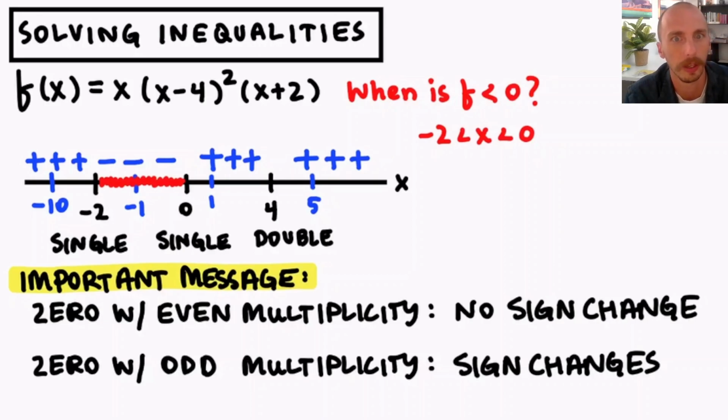Okay, so just really want to emphasize even multiplicity doesn't change signs. Odd multiplicity, yes, there's going to be a sign change. Let's do a few more of these.